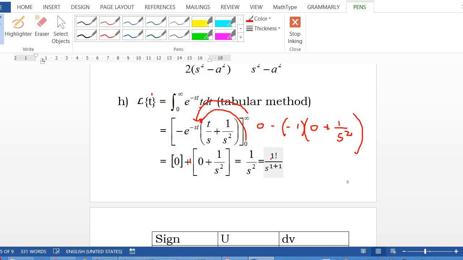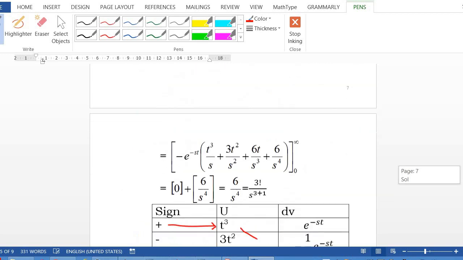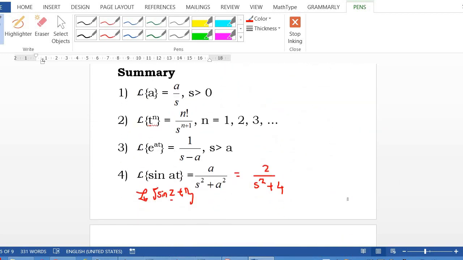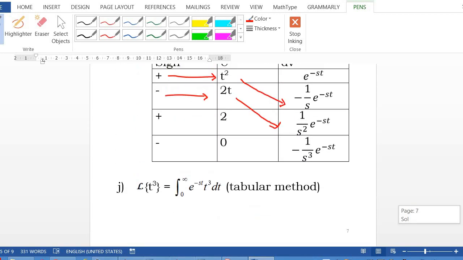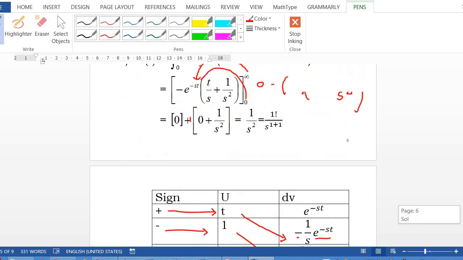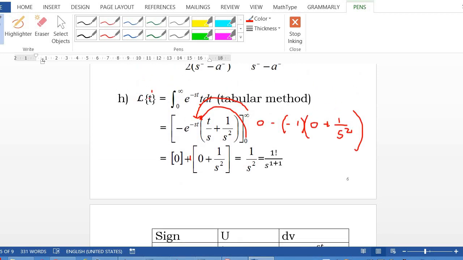Okay, 1 can be rewritten as 1 factorial. And s squared is s to the power 1 plus 1. That's why the Laplace transform of t power 1 is 1 factorial over s to the power 1 plus 1, which is s squared. Here, the Laplace transform of t power 1 is 1 over s squared. Okay, 1 is 1 factorial, s squared is s to the power n plus 1, with t to the power 1.